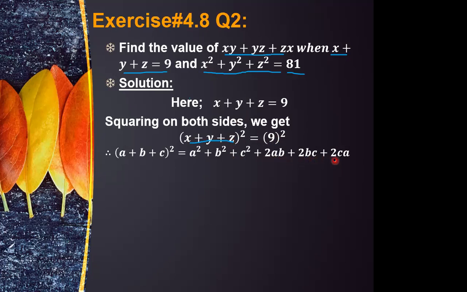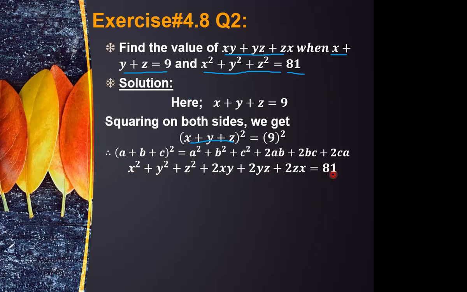Okay? Now, but here you have x, y, and z. So it's okay. You will convert it into the terms x, y, and z. Please keep in mind that the formula is in terms of a, b, c, but here you have x, y, and z. So you will write x square plus y square plus z square plus 2xy plus 2yz plus 2zx equal to the square of 9, which will be 81.